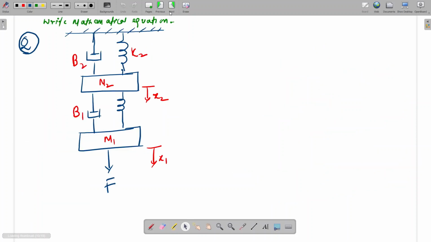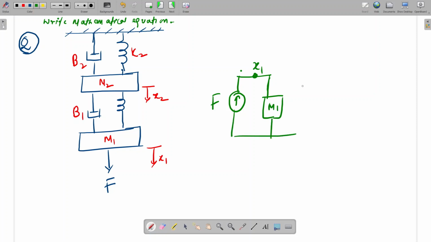See, this is the next question. Here it will be more clear. So here a two-mass system is there. This is M1 and M2, and this is the force. So the force is connected to the X1 node. First I'm drawing the node points. X1, this node is there. Here our force is connected. Force means current. And with X1 only, this mass M1 is connected. Here it will be a ground. And then this damping part B1 is connected.